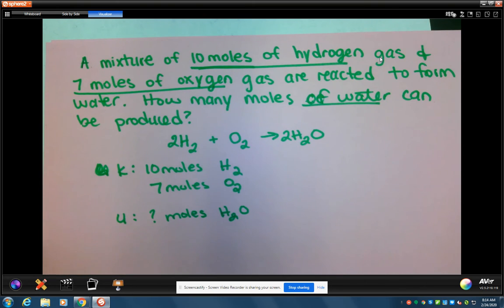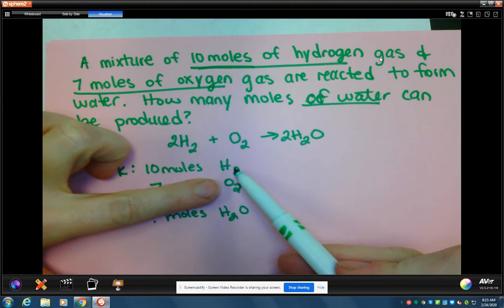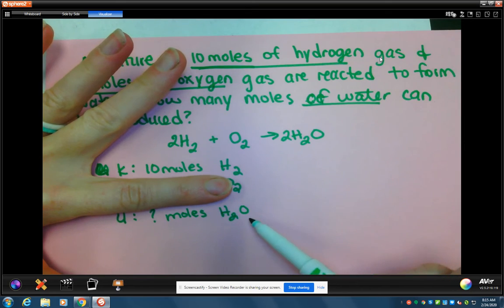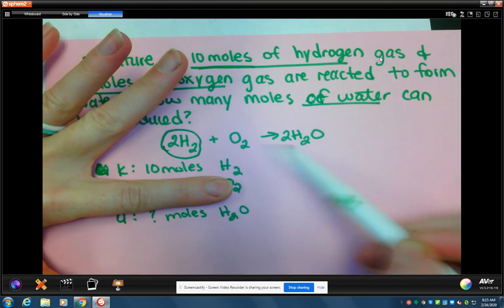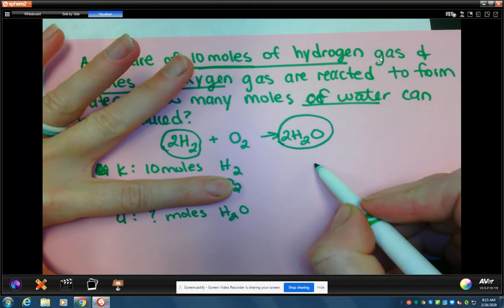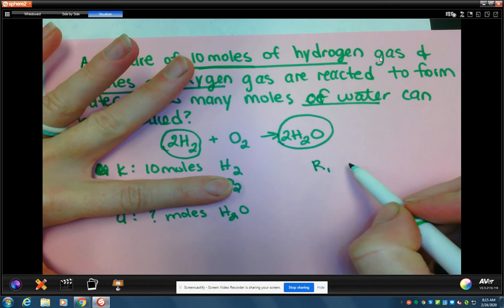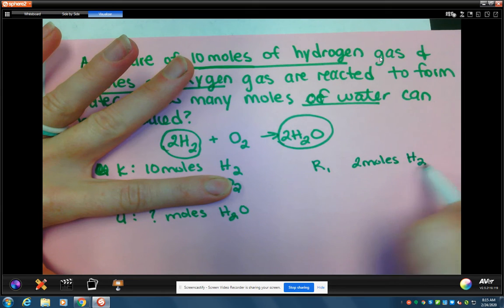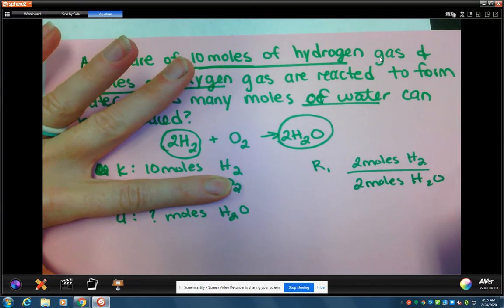Okay, so I've got my knowns and my unknown. I'm just going to take one known first. We're going to look at hydrogen, and we are going to form a relationship, our mole ratio between hydrogen and water. Here's my hydrogen, here's my water. So my first relationship that I'm going to be using, I'm going to call it R1, is 2 moles of H2 to 2 moles of H2O. And remember that you can flip this depending on what you need.